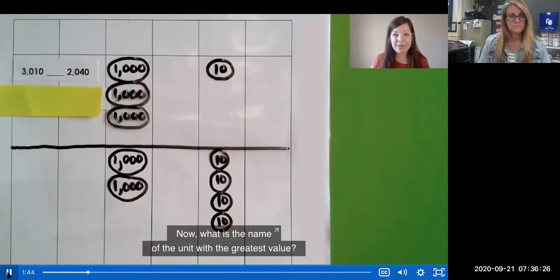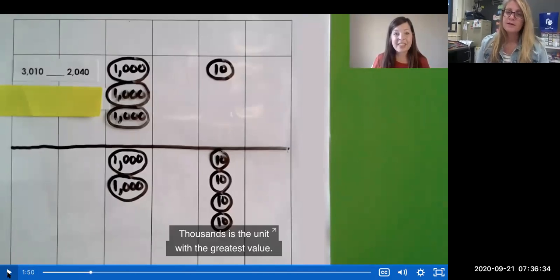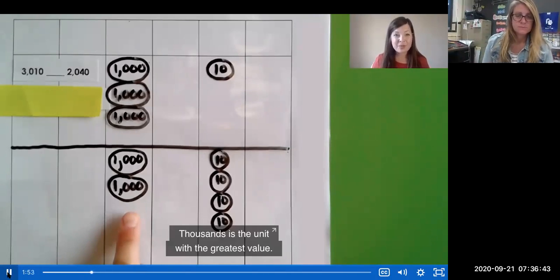Now, what is the name of the unit with the greatest value? Remember, the unit is your place value, or the place that it's in. Which place has the greatest value? Thousands is the unit with the greatest value.